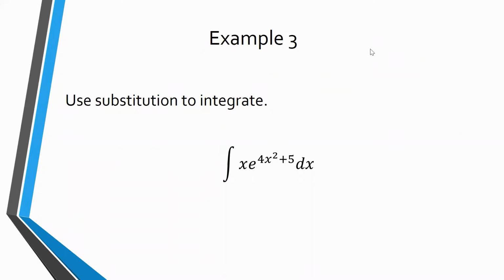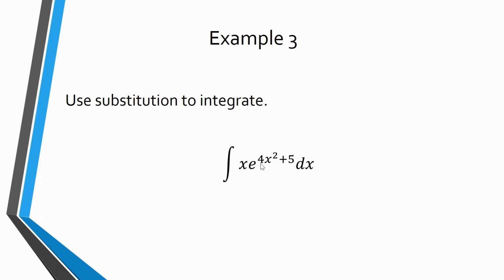Let's do another example. This time, we're going to use substitution to integrate a function, and that function is going to have e to a certain exponent. Notice this exponent is 4x squared plus 5. If we have this situation, then I would say the inside function is the exponent.